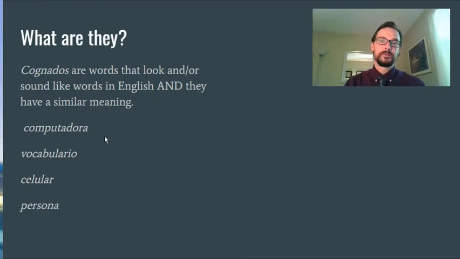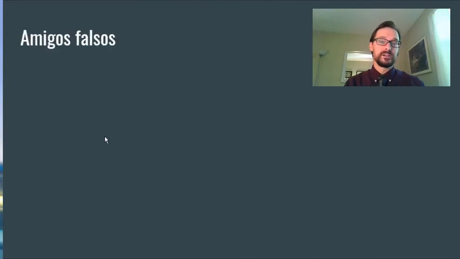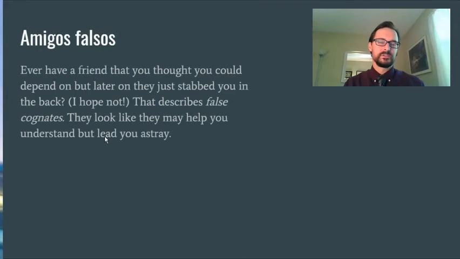Cognates are easy. But as I said before, beware, because there are also false cognates. In Spanish, we call those amigos falsos. You ever had a friend that you thought you could trust, who was reliable, and then you turn your back and they betray you? I hope you never meet somebody like that, but many of you can relate. There are words in Spanish that look like English, but in fact are not similar in meaning to the English. You can get yourself into some very embarrassing situations using false cognates.